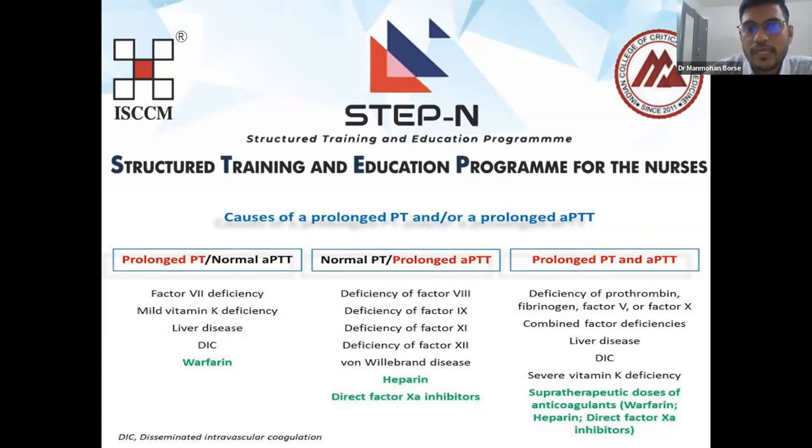So where do we see the prolonged APTT? It's a factor deficiency like 8, factor 9, 11, and 12. Von Willebrand, this I already told, and direct thrombin inhibitors. Okay. And the prolonged PT and APTT we see in DIC, liver disease, vitamin K deficiency, okay, vitamin K antagonist also can have a prolonged APTT and PT. So there is overlap between PT and APTT, but there are few drugs and few diseases where we see isolated prolonged PT and in some cases isolated prolonged APTT.